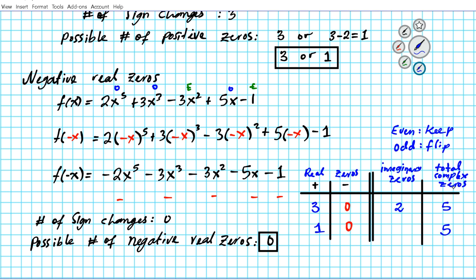Remember, the complex is a combination of real plus imaginary, okay? So the mathematics has to work out. So if you have 1 plus what gives you 5? If there's only 1 real, which is positive, and there are a total of 5, a combination of real and imaginary, then there must be 4, oh snap, wrong color. There must be 4 imaginary zeros. All right, so this is just the total summary of what the zeros look like.